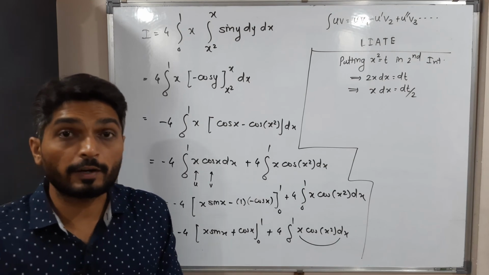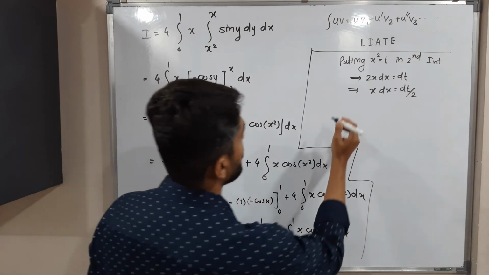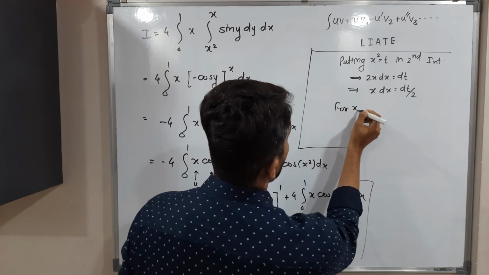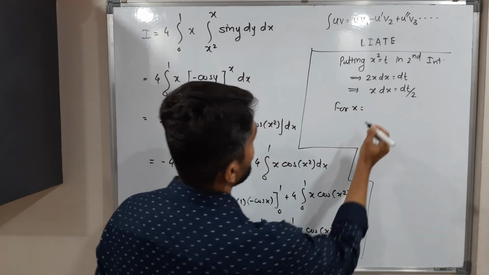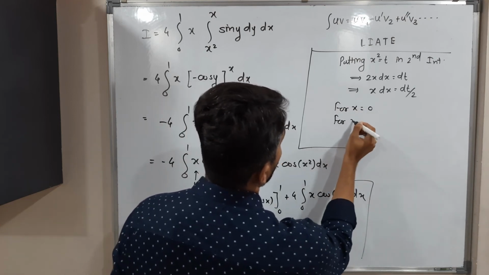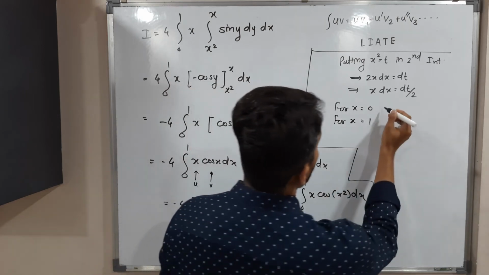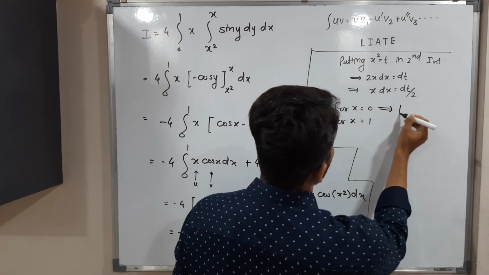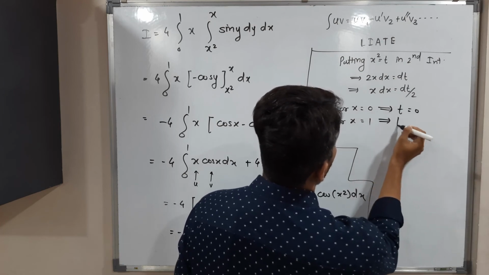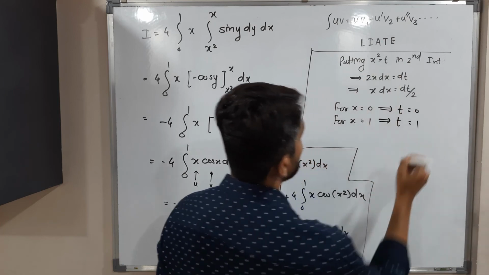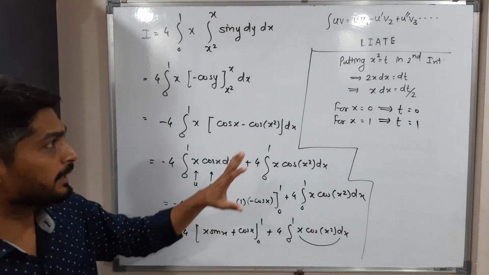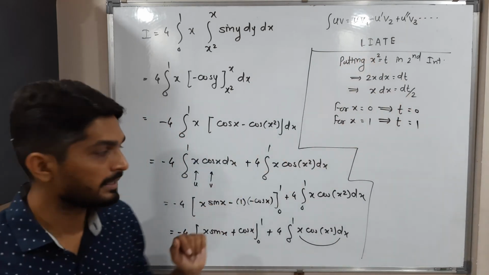Okay, so let us find the new limits since we have used the substitution. The original limits were 0 to 1. So for x is equal to 0 and for x is equal to 1, let us see what we'll get. If I put x is equal to 0 here, obviously t is 0. And if I put x is equal to 1 here, t is also equal to 1. Okay, so let me use this substitution and the new limits.